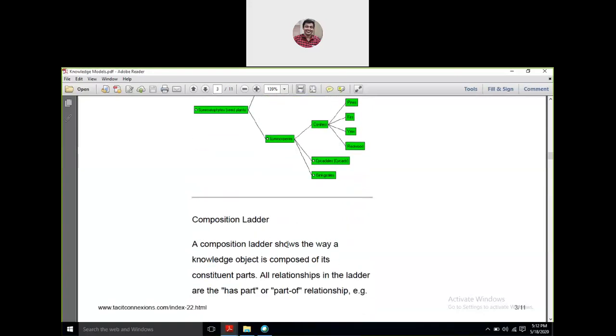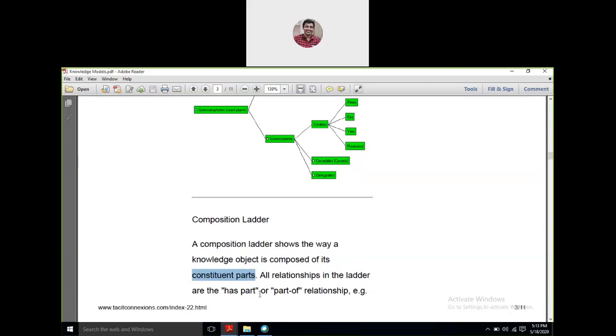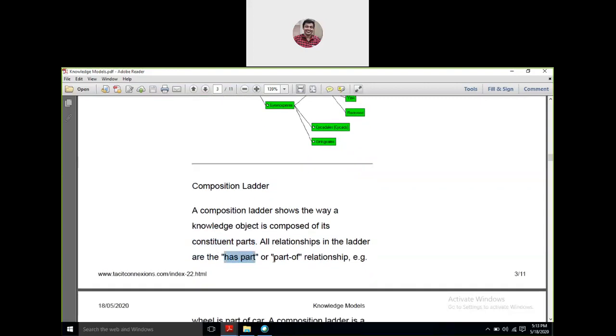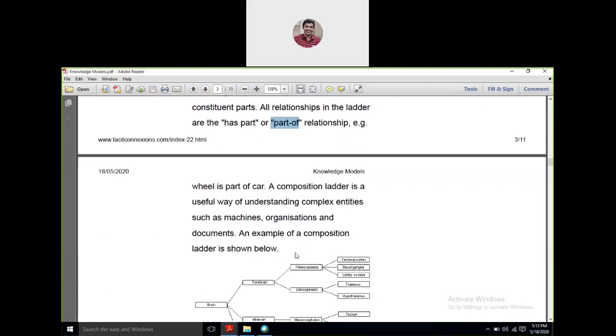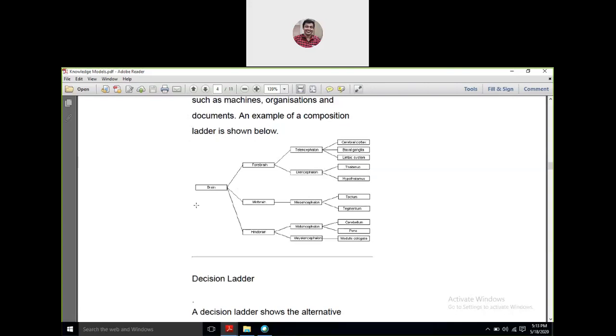Now comes the composition ladder. In case of composition ladder, what happens? This is the way our knowledge object is composed in its constituent parts. It has a has-part and a part-of relationship. It is better to see here. The composition ladder is a generally useful way of understanding complex entities such as machines, organizations, and documents. So you can better see it here.